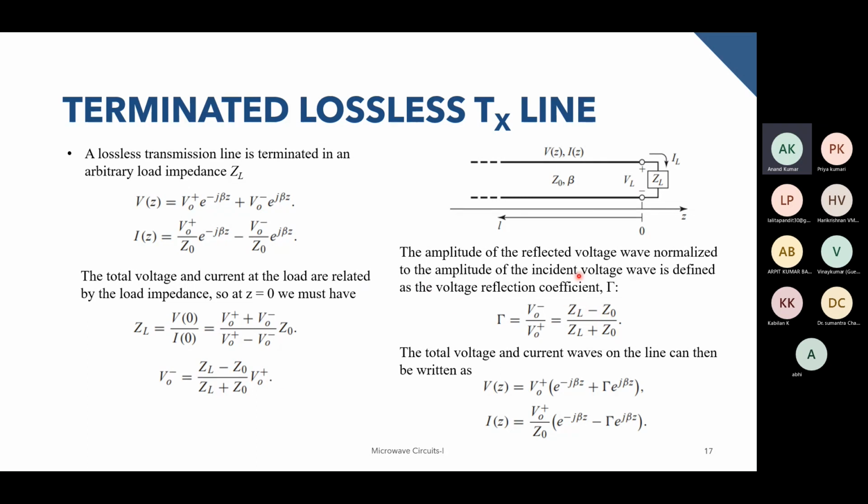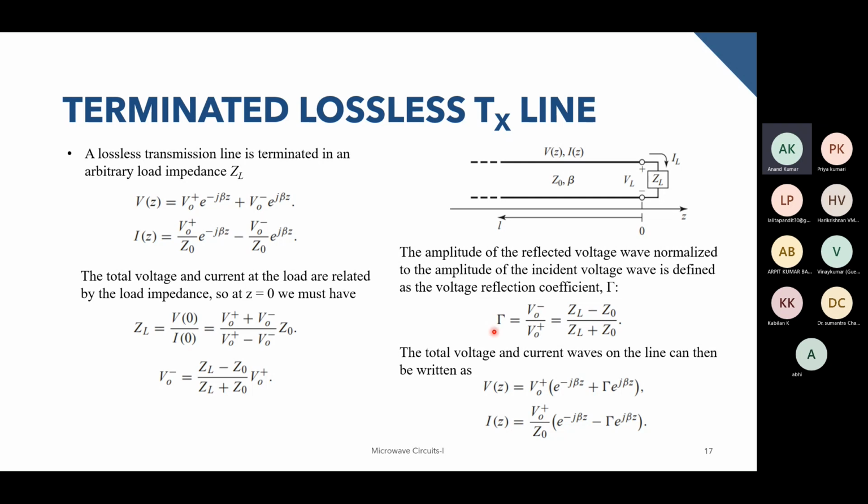Now we define a term called the voltage reflection coefficient, which we represent using capital gamma, the ratio of the reflected voltage to the incident voltage. Substituting the value of V naught minus, we get that the reflection coefficient is equal to ZL minus Z naught by ZL plus Z naught. Again, this is a very important relationship.